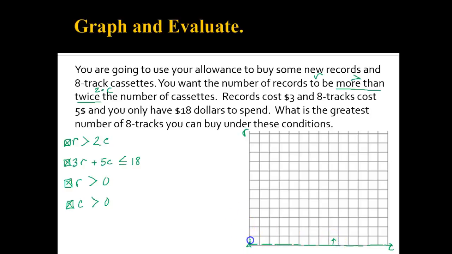And if C is greater than 0, that's going to be this line. Basically, those are fancy ways of saying that R and C are going to be positive numbers, so we're in the first quadrant of our coordinate plane. The first equation, R is greater than 2C, so that's going to be a y-intercept of 0, 0, and then 2C is the slope, up 2 over 1, and greater than, not equal to, so we're going to do our line like this.